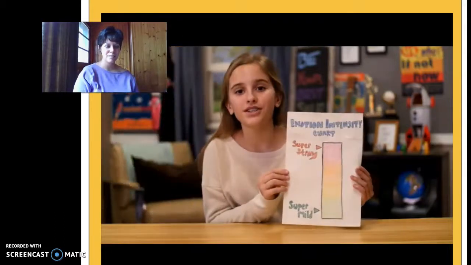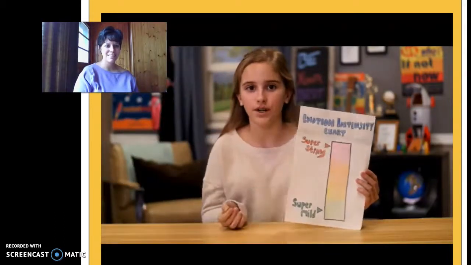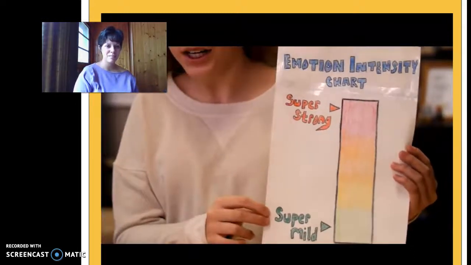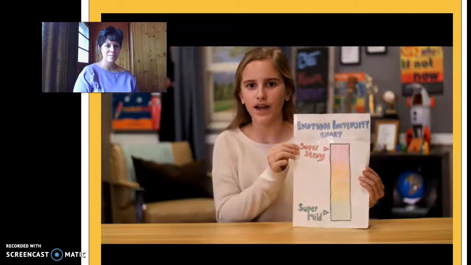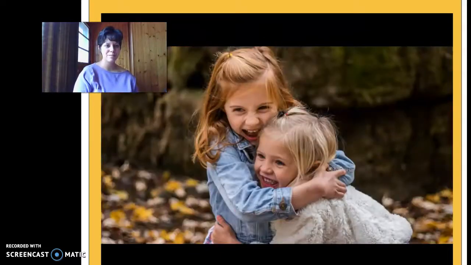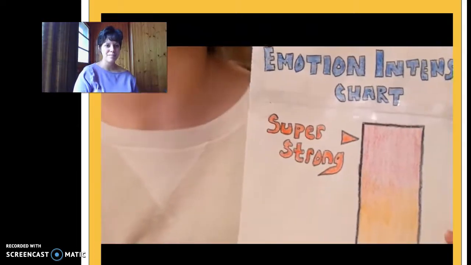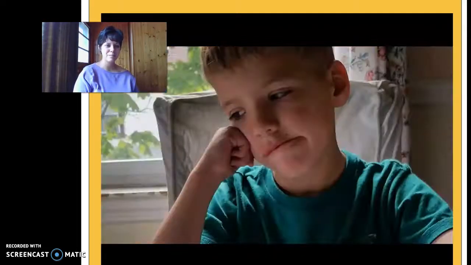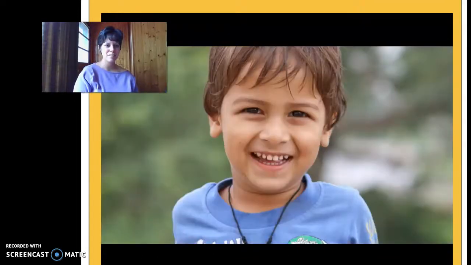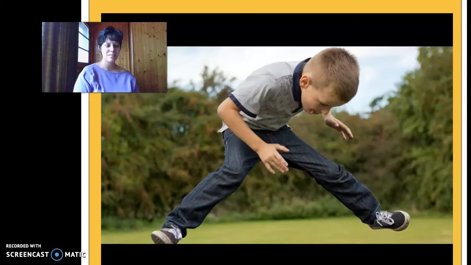This is my emotion intensity chart. This is how it works. Super strong is up here. Super mild is down here. So, we may be way up here when we are really, really mad, or way super excited about something. Here, our emotions may be seen much more easily, like we may frown or even lash out if we are super mad. We have a giant smile on our face and jump for joy when we are super excited.